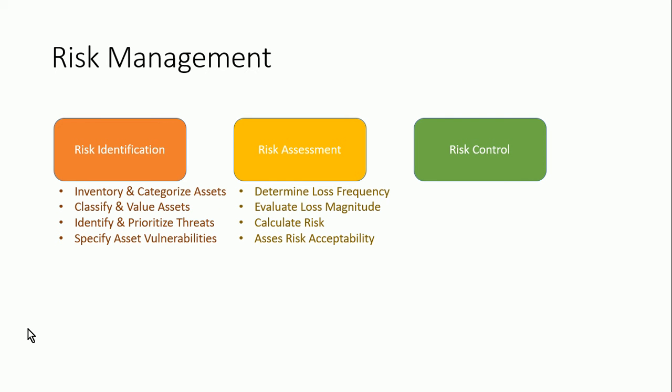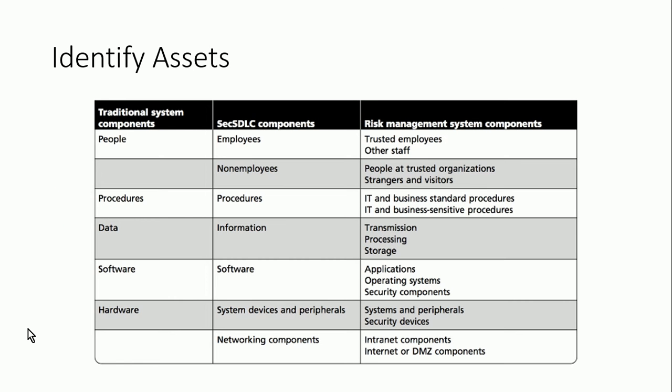And then finally, we have risk control, which is selecting a strategy to control risk. We try to justify those controls to management and to anyone who's a stakeholder in the organization. And then we implement, monitor, and assess those controls over time. And we'll talk about that last in the second presentation.